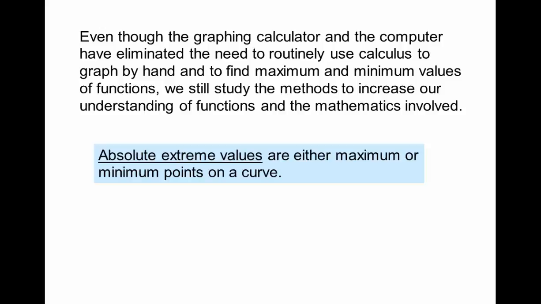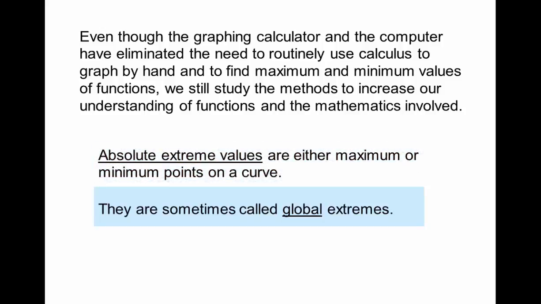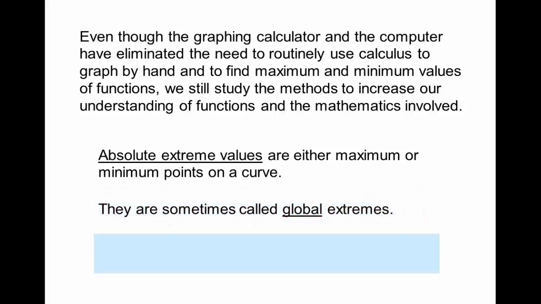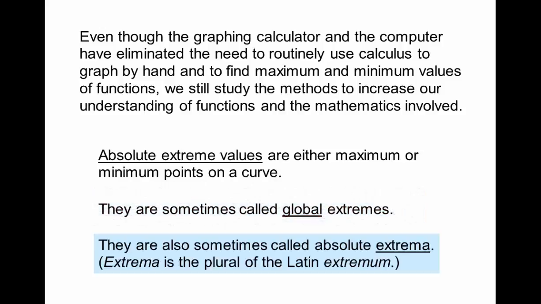Absolute extreme values are maxes and mins on a curve. We know what those are, right? Those are absolutely the highest values and absolutely the lowest values. And we learned that in honors pre-calc, right? No big deal. They're also called global extremes. So you might hear the word find the global maximum, and that just means the same thing as absolute, okay? They're also called extrema. That's plural for extremum.